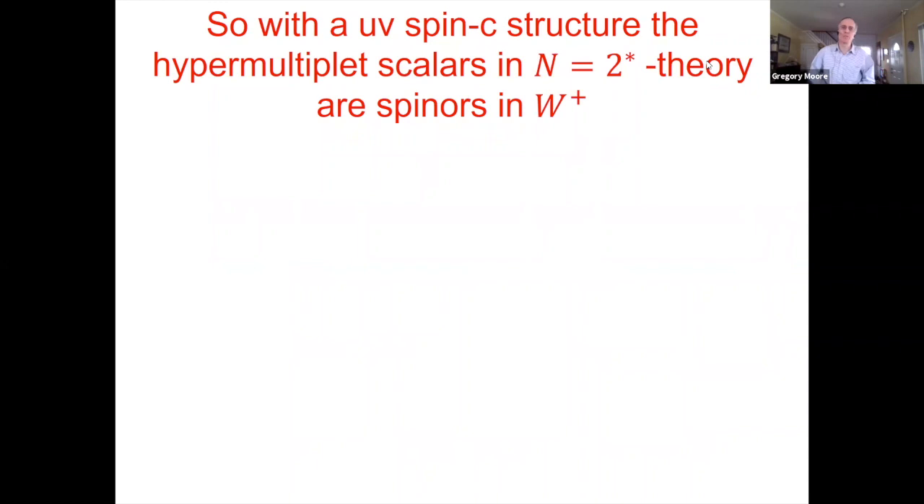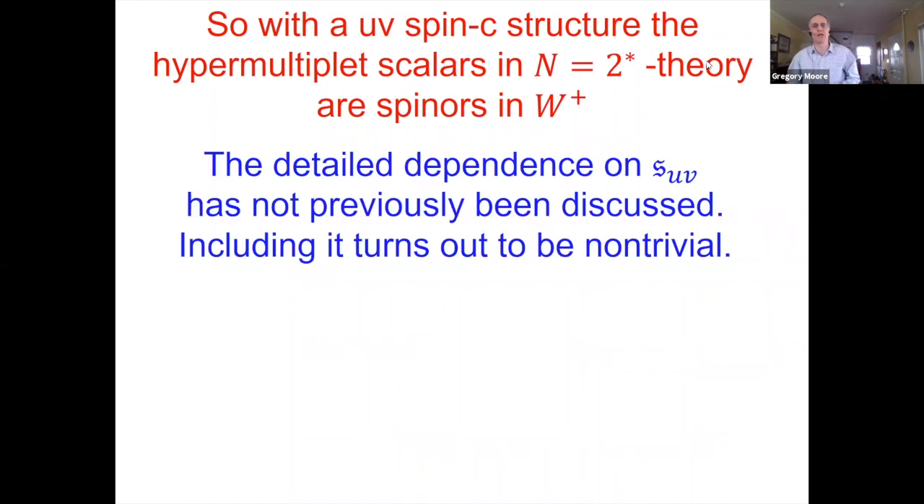So now the hypermultiplet scalars in the N=2* theory are going to be spinors in the chiral spin bundle W plus. And it was understood, I think, by Labastida and Mariño back in the 90s that you need a spin C structure to define the topologically twisted theory. But the detailed dependence on the spin C structure has not previously been discussed, and for good reason, because including it turned out to be quite non-trivial.